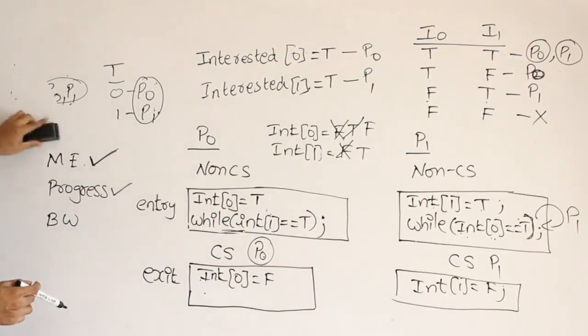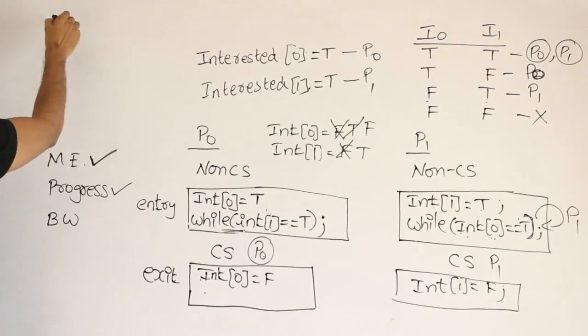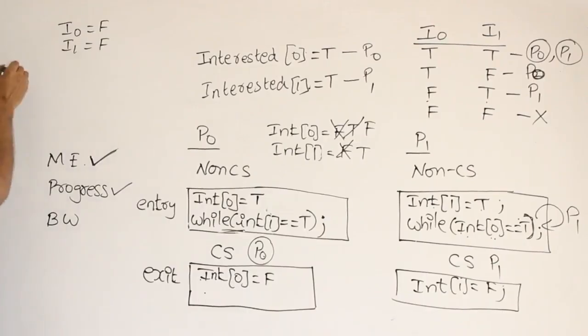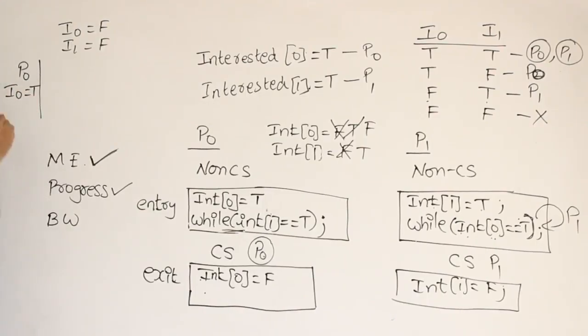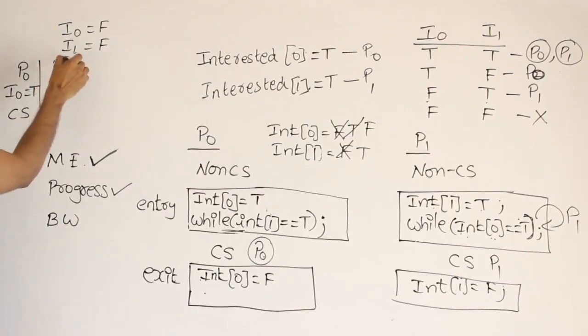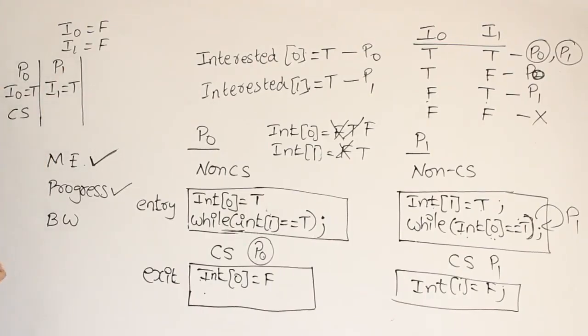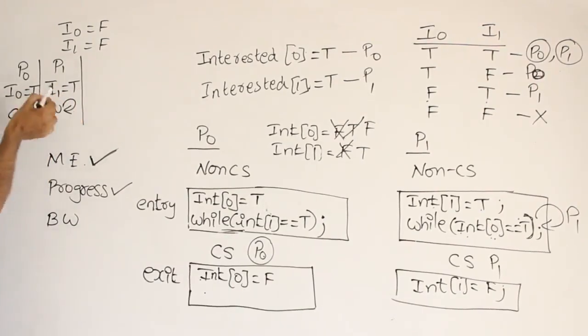let me write it here. See, initially assume that both interest are equal to false, interest of I0 equal to false and interest of I1 equal to false, right? And P0 wants to enter the critical section, and therefore P0 will make I0 equal to true, right? And then it will enter the critical section, and it is there in the critical section. At that point, P1 wants to enter the critical section, therefore it made I1 equal to true, right? Then it will get stuck in the while loop. The reason is other one is still interested.